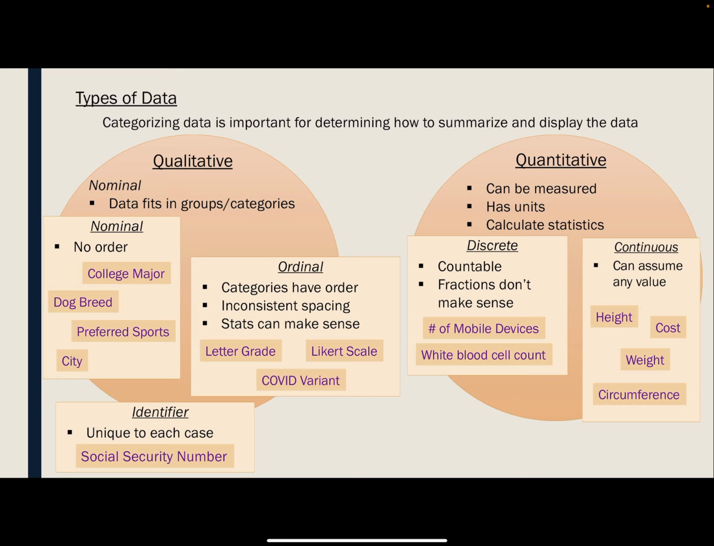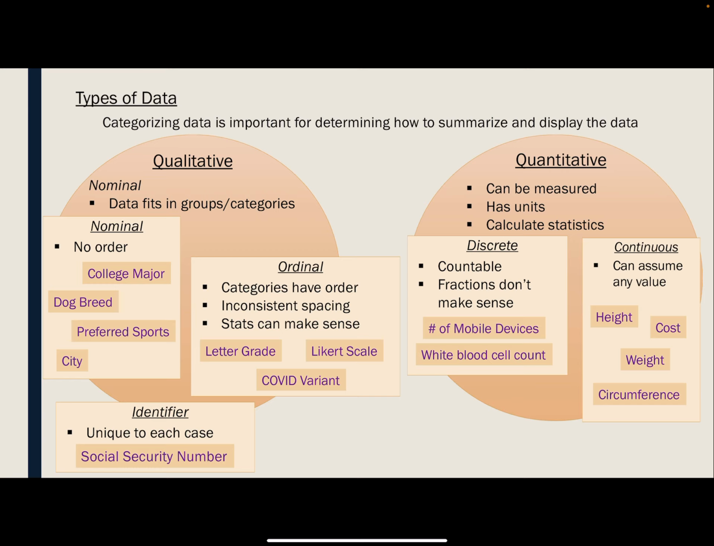And I know that's a strange question, but that's what I mean. There's inconsistent spacing there. You can't really think about it in terms of a distance. Those are definitely categories. And so we don't consider that a quantitative variable.